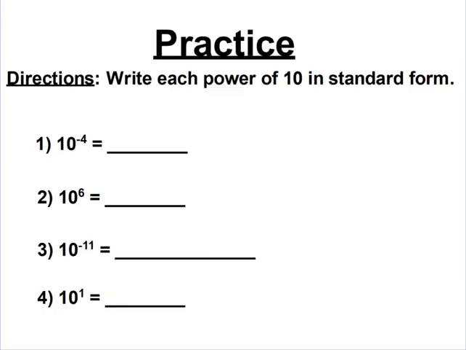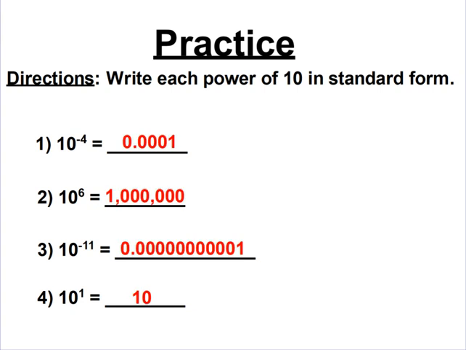All right? So hit pause, take a second to try these by doing the jumps, and then you can unpause and see how you did. All right, there are your answers. So for question 1, negative 4 means put the point after the 1 and jump it 4 spaces left. Positive 6 means put a point after the 1, kind of where this comma would be, and jump 6 spaces right because it's positive. And remember, you're filling in all your empty jumps with zeros.